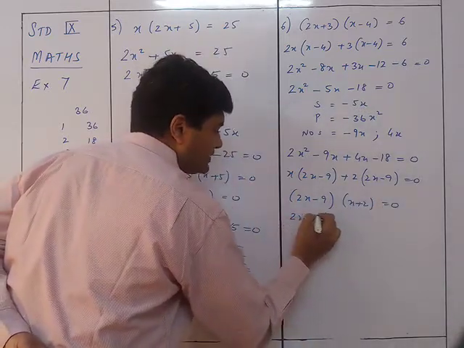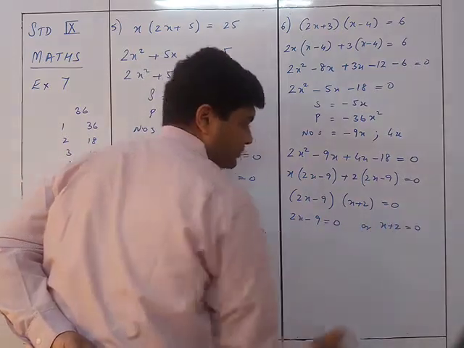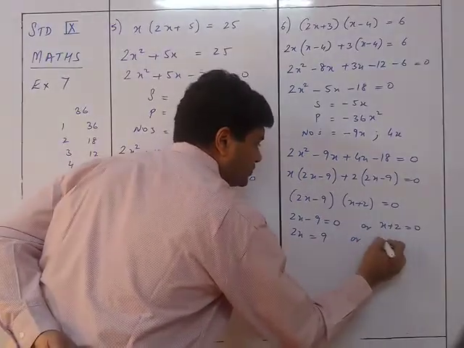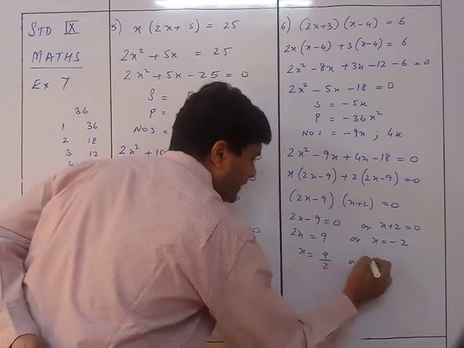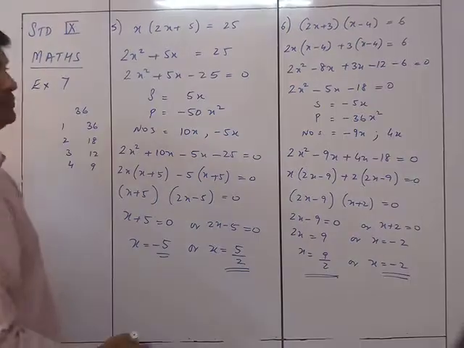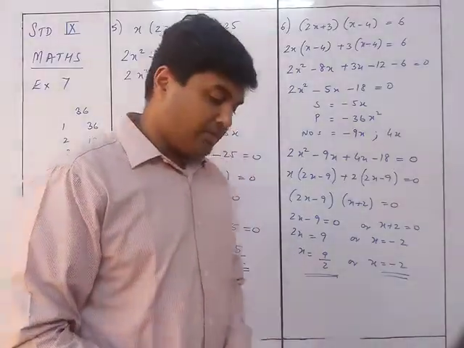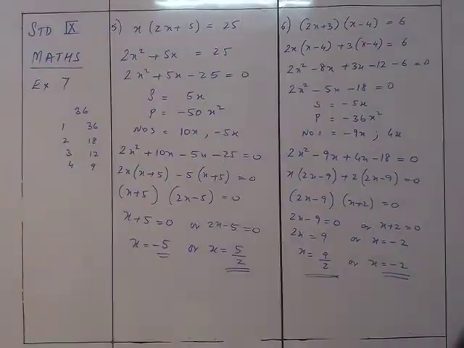So 2x − 9 = 0, or x + 2 = 0. So 2x = 9, x = 9/2, or x = −2. So these are the answers. Got it? This was sum number 6. We now move to sum number 7.